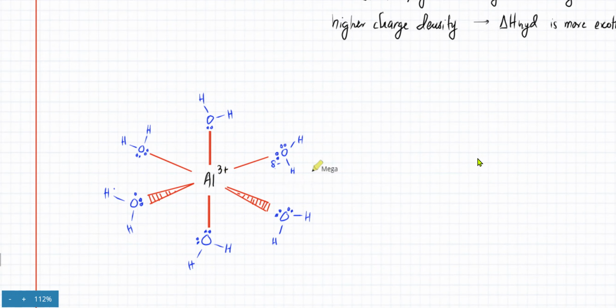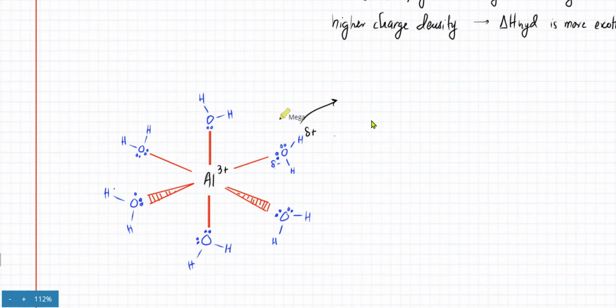But at the same time, this oxygen also has an H that is partial positive. So what do you think the Al3+ would do to it? Al3+ has a pretty high charge density. It's a very small ion with a very large charge. So it's going to attract the lone pair really strongly, but at the same time repel the H+ very strongly as well. Is that clear?